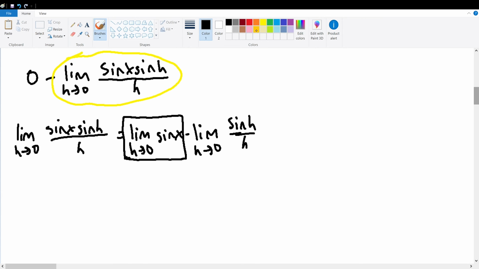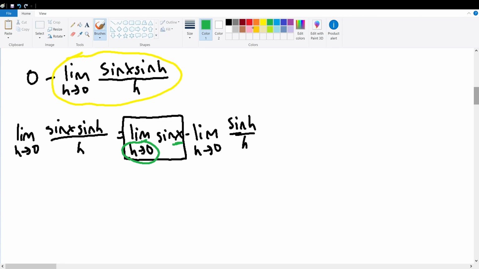That limit is nothing more but sine of x times the limit as h goes to 0 of 1. And the reason why I can say this is because the variable relative to which we're taking the limit is the variable h. The x variable in sine of x has nothing to do with the h variable right here. So we can treat sine of x as a constant.